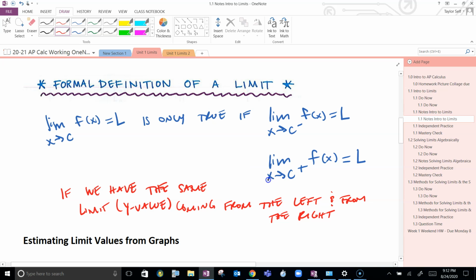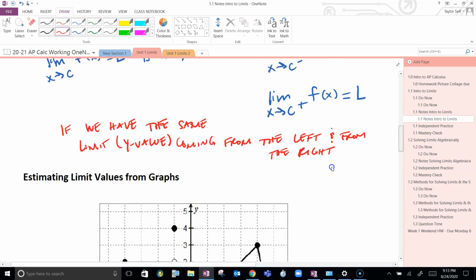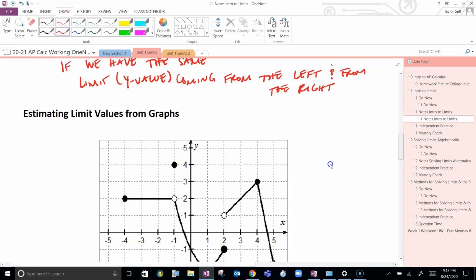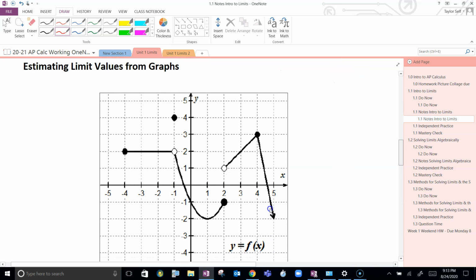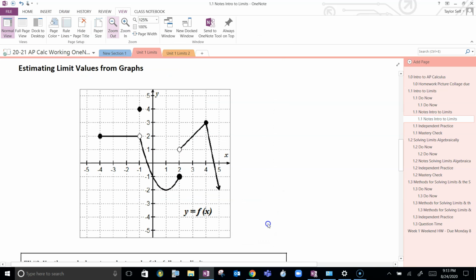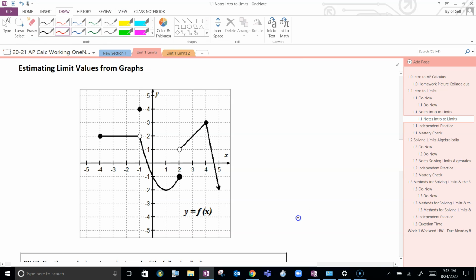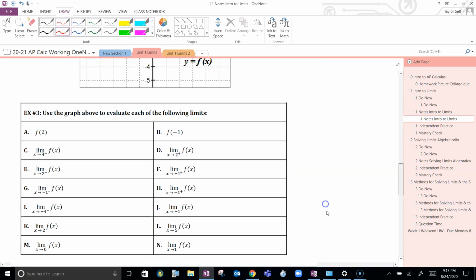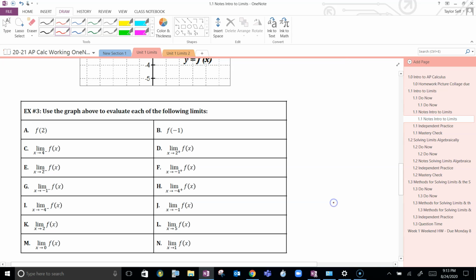Alright, so now we're going to see what that means on a graph, but before we do that, make sure you get this written down. Alright, and let's go to this graph. So in a second, you're going to do a couple of these on your own, but I want to do a few with you and remind y'all kind of what you did last year. Okay, so we are going to look at this graph to find the things down here.